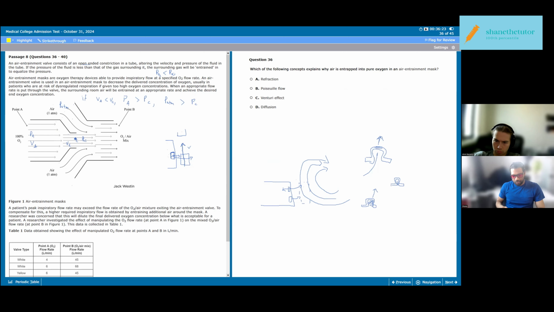I'm glad that worked, because this is always something that's kind of hard to conceptualize. So right away, that's what we have happening here. I've seen more than one question about this type of oxygen mask or whatever. And when you see that, just think Venturi effect.